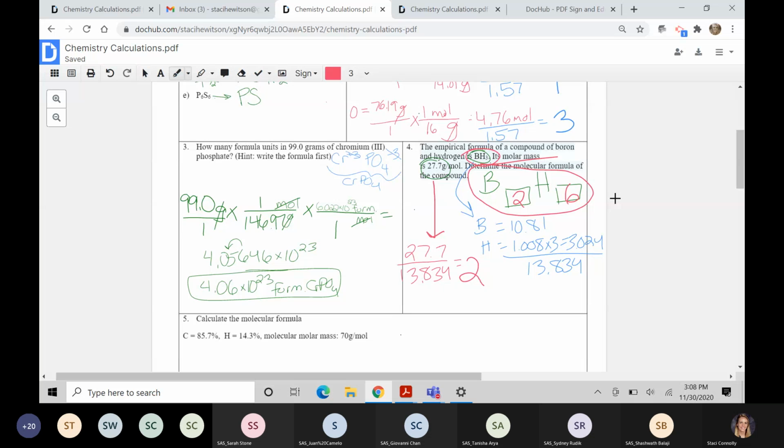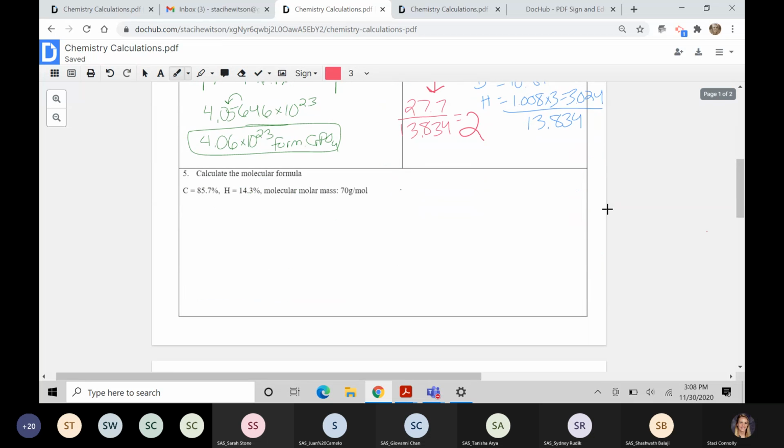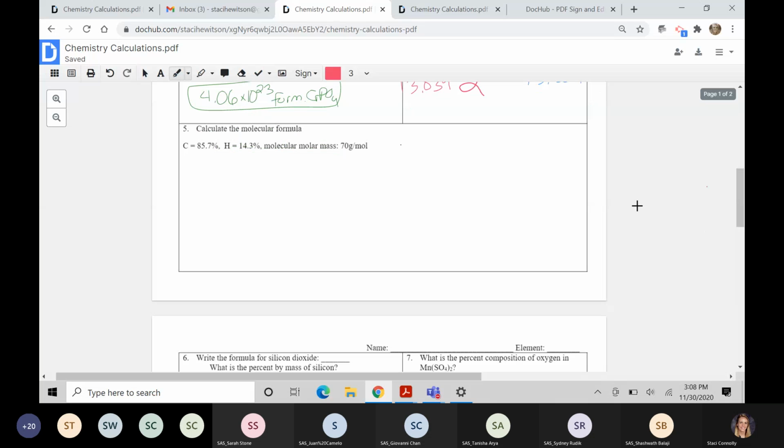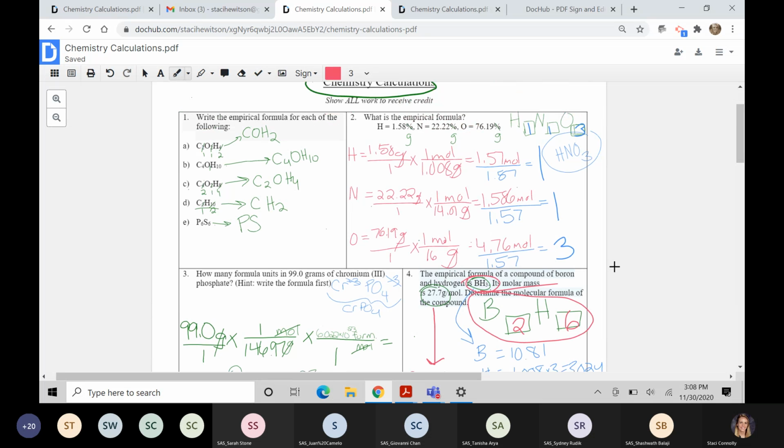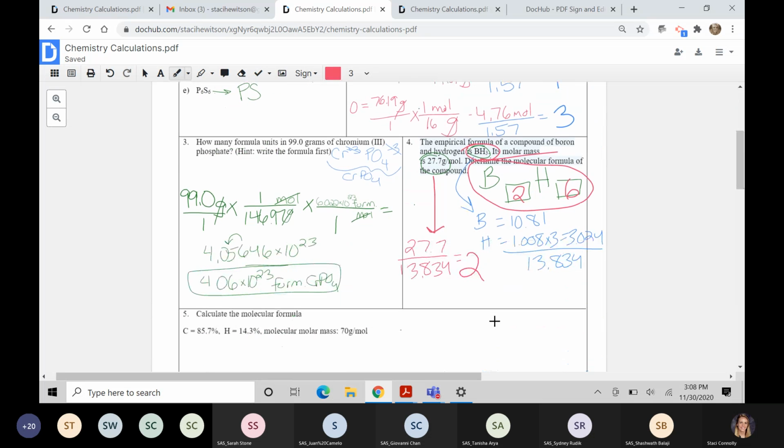All right, let's do the last one. This is probably the last one we'll have time for today. So it says calculate the molecular formula. What we have to do in this problem is calculate the empirical formula like we did in number 2, and then do all the steps that we did in number 4 to calculate the molecular formula.